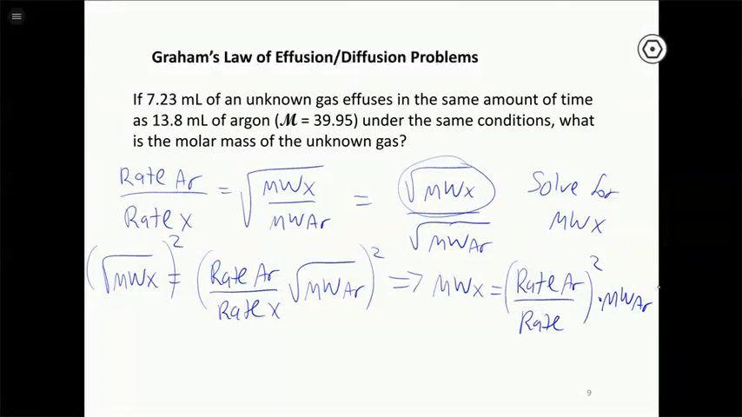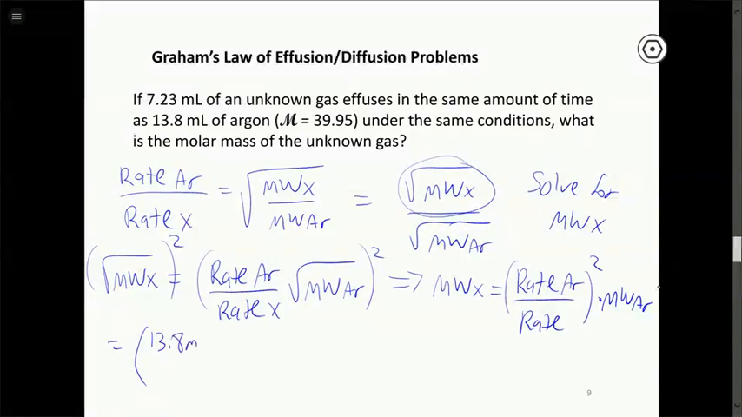Again, if you prefer to put numbers in first and then do the algebra, that's fine too. I just did it this way where I did the algebra, isolated the term we're solving for, and now we just have to plug in the numbers. So remember, the ratio of the rates is equal to the ratio of the amounts of gas that effuses in a given period of time. So we see that 13.8 milliliters of argon diffuses in the same period of time as 7.23 milliliters of the unknown.